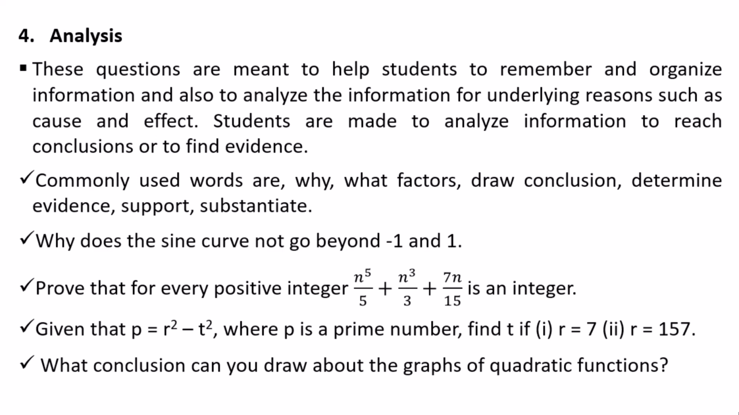Examples of analysis: Why does the sine curve not go beyond -1 and 1? Then prove that for every positive integer n, n^5/5 + n^3/3 + 7n/15 is an integer. So you need to analyze and come out with it. What conclusions can you draw about the graph of quadratics? These are all analysis questions.